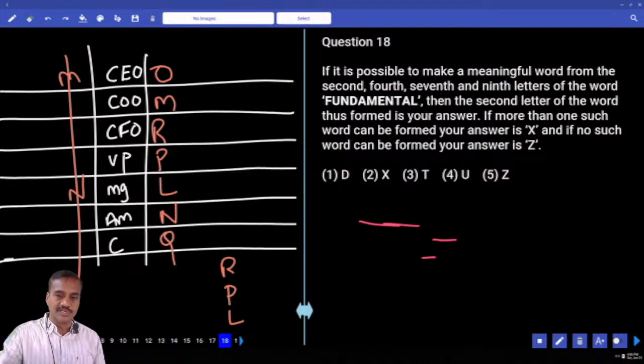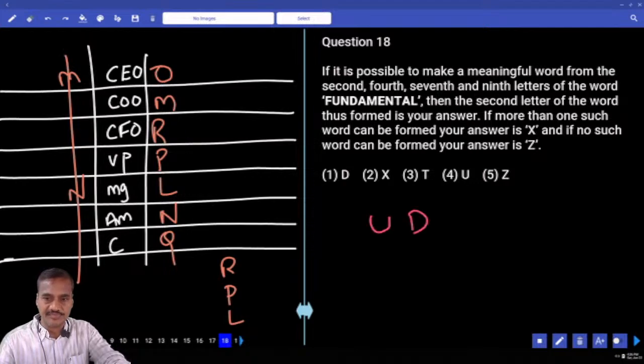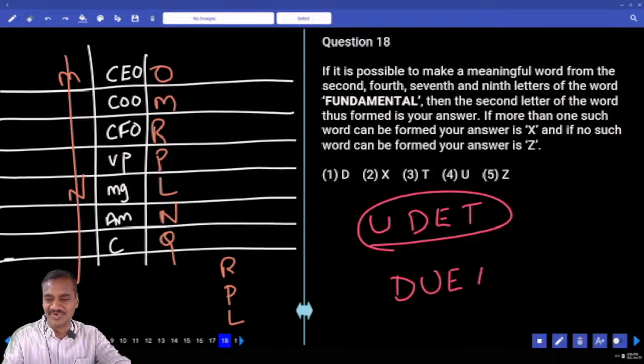My next one, question number 18. Word formation. Now second, what is the second letter? U. And fourth letter? D. Next one, seventh letter? E. And next one, ninth letter? T. Now with the help of these 4 letters, U, D, E, T, any word that can be found? Judgement... Now Judgement is the word that can be found. Then what is the question here? Second letter of the word that's formed as your answer. What is the second letter? U. U, that is choice 4 for question number 18.